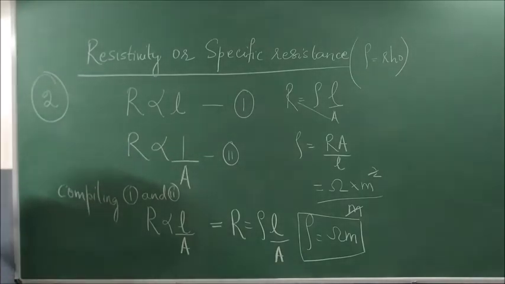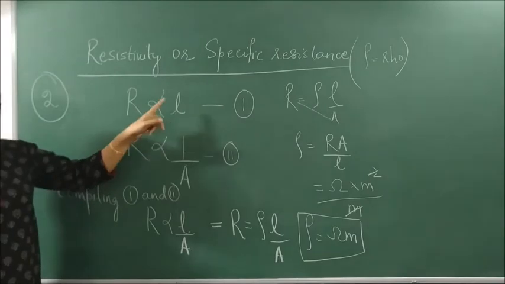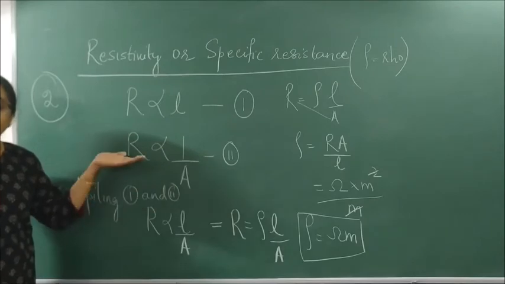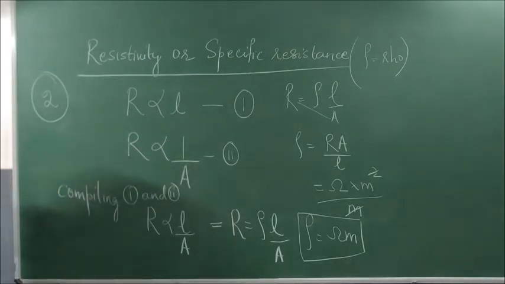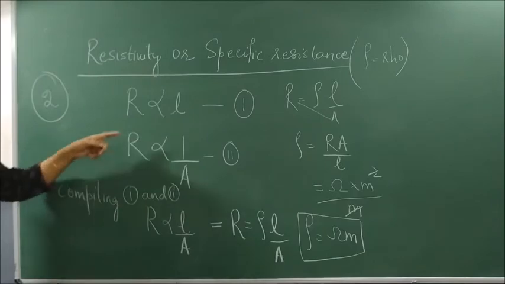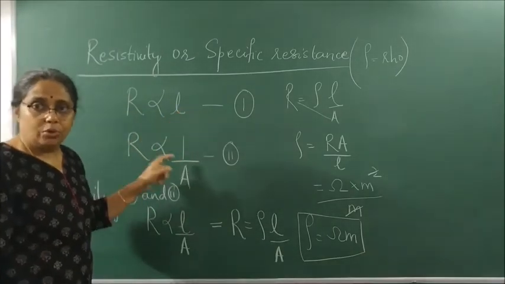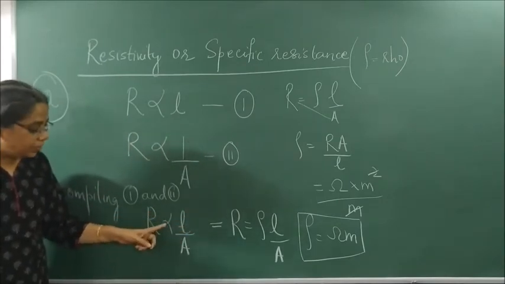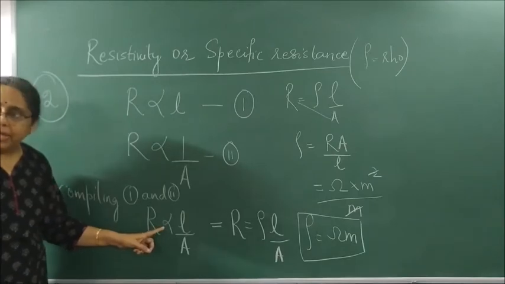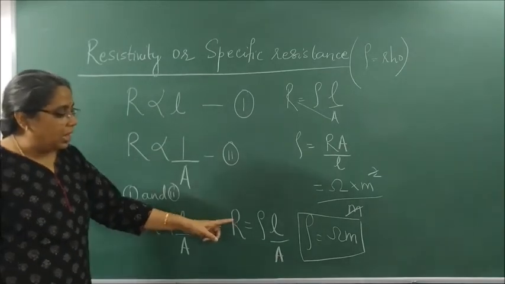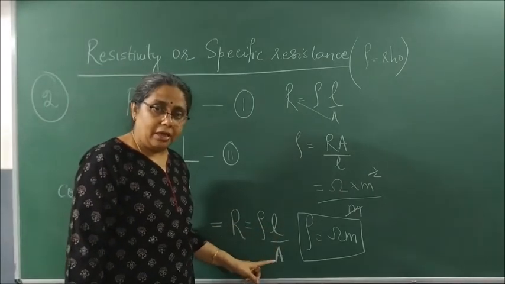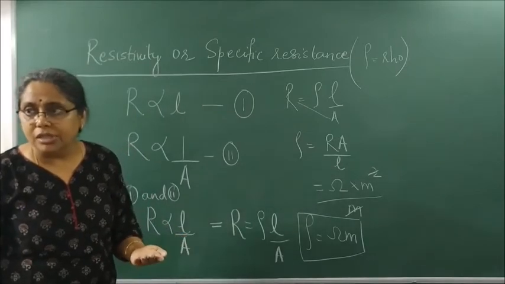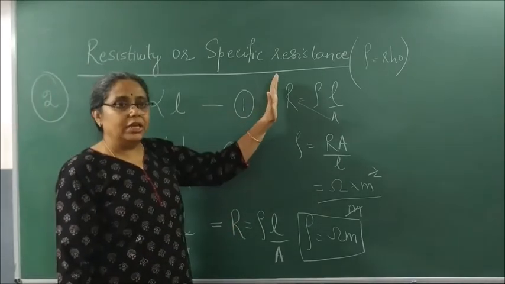So how do you derive resistivity? You say R is proportional to L. R is inversely proportional to A. From where did we know? Factors affecting electrical resistance. Both are R, so you combine equation 1 and 2. So you get R is proportional to L by A. Removing the proportionality sign and multiplying it by a constant rho, you get R is equal to rho L by A. Where rho is called specific resistance or resistivity.